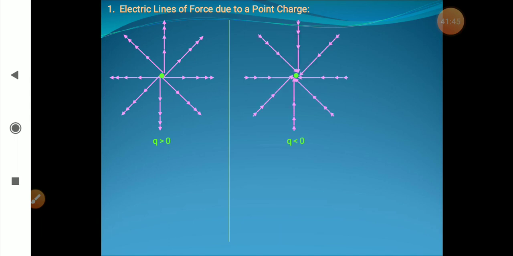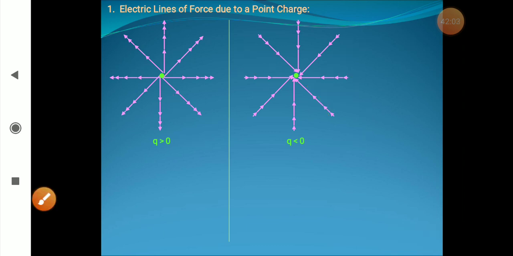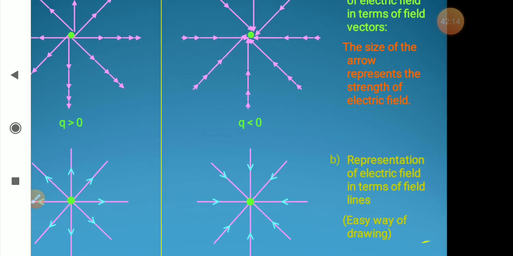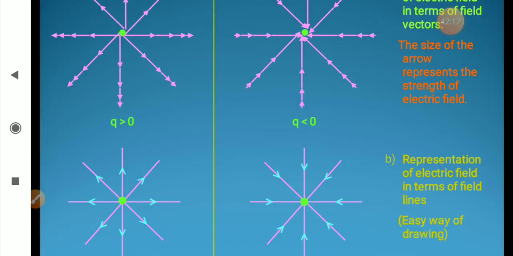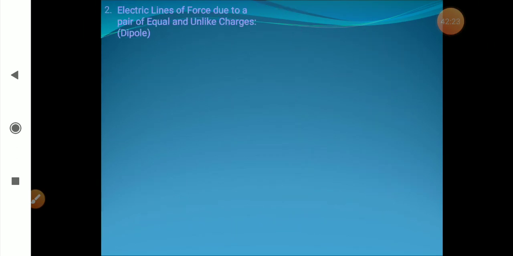Okay. For a positive charge, electric field lines are directed away from it, radially outwards, and for negative charge, when Q is less than 0, then electric field lines are directed towards the charge, radially inwards. You can see representation here for isolated positive and negative charge.